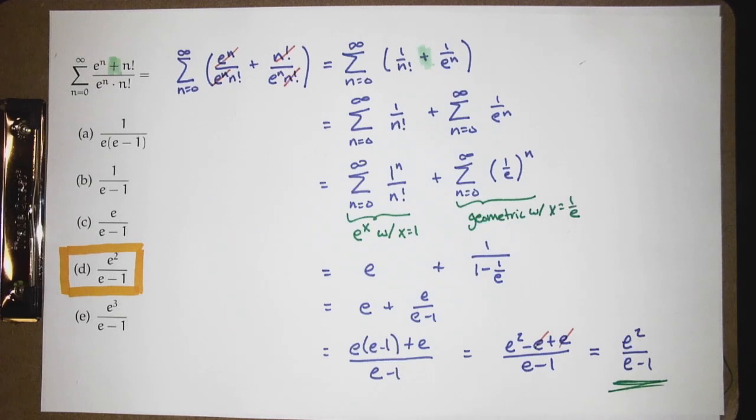And then we just do a little bit of algebra. We add these together. And so nothing too exciting from there. And you end up with e squared over e minus 1. All right. So that's the answer. Any questions on this one? Okay. Well, we'll get to do a similar one in just a moment.